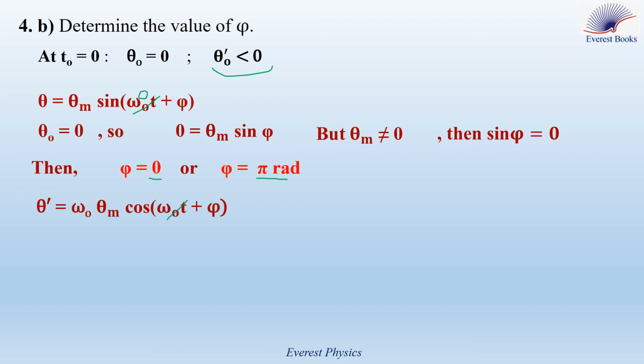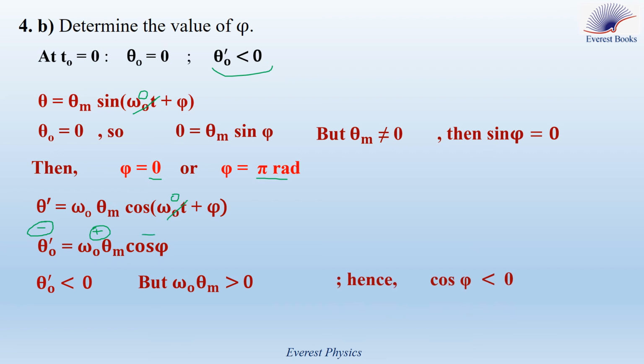Now substitute t equal to 0 and theta prime is equal to theta prime of 0. So theta prime of 0 is equal to omega 0 theta m cosine phi. Using the initial conditions, theta prime of 0 is negative. But omega 0 is positive and theta m is positive. So omega 0 theta m is positive. Then cosine phi must be negative.